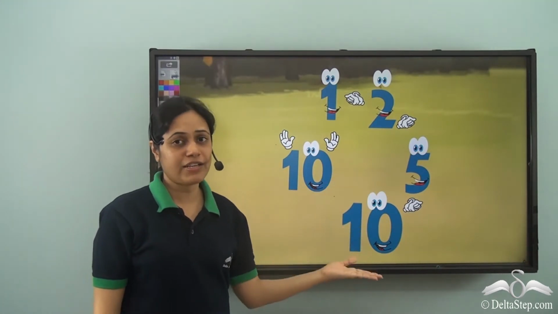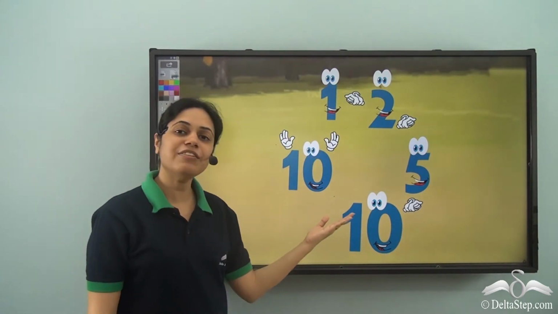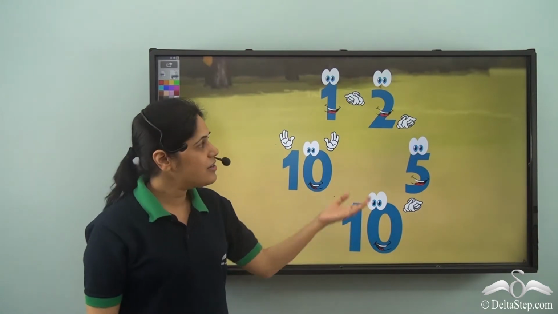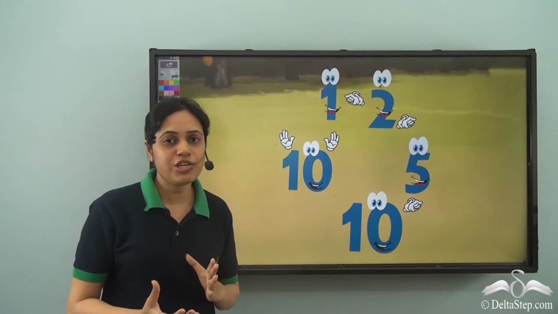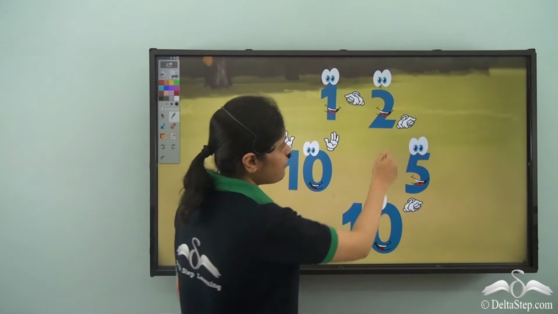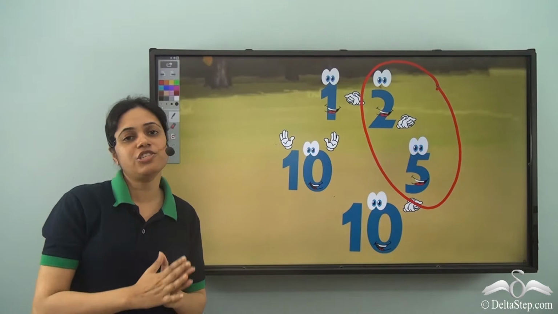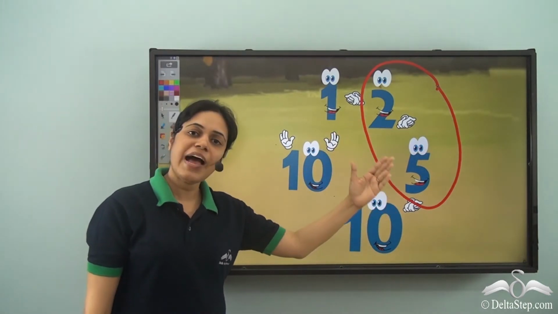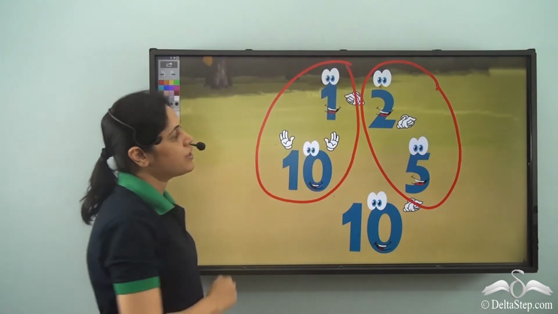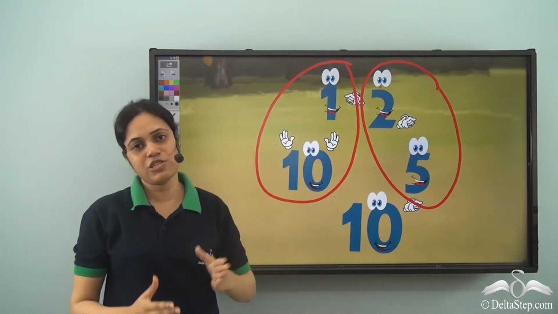Now we know that factors of a number are the friends of that number. So these numbers are the friends of 10. Now among these friends as well, there are some friends which are special to each other. So if I talk about 10, among the friends of 10, 2 and 5 are very special to each other. So 2 is special to 5 and 5 is special to 2. And 1 and 10 are special to each other. So 1 is special to 10 and 10 is special to 1.